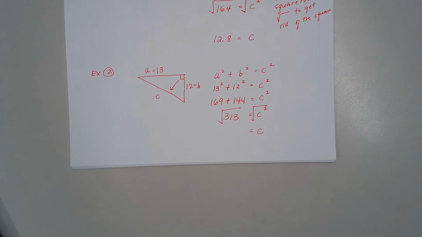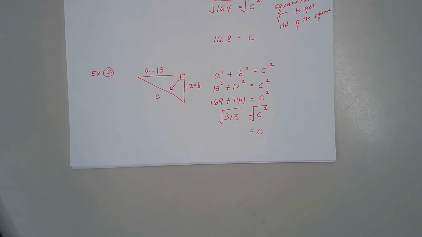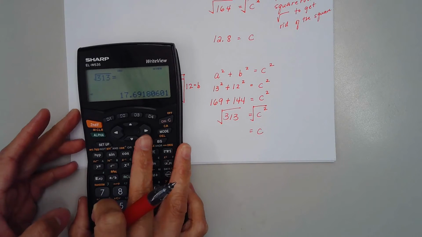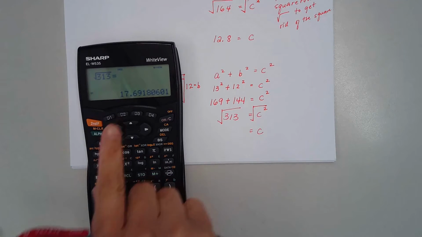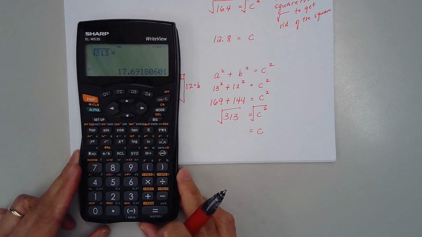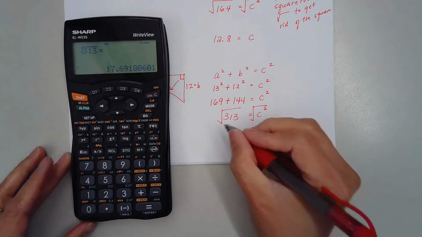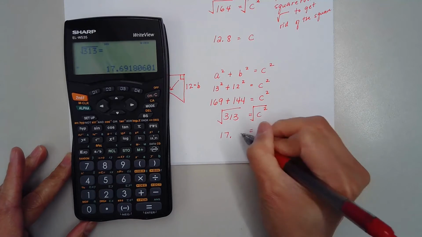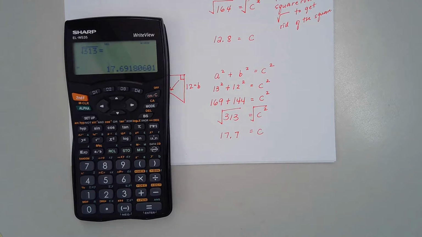How's your calculator? You do square root first and then 313. Okay, that's a good calculator. Different calculators do different things, right? So you have to get familiar with your calculator, figuring out where the buttons are. Once you have a good calculator, stick with it and you get very familiar. So we got 17.69, so it will be 17.7 if we round it off to one decimal place.